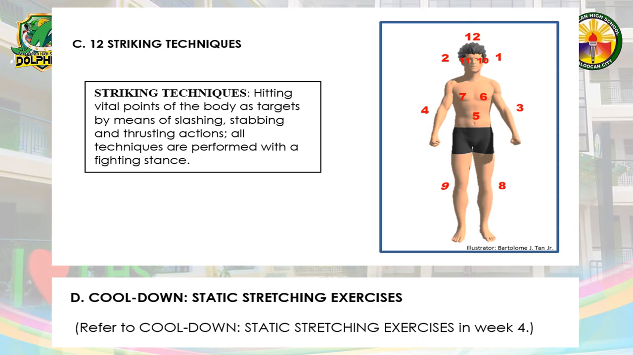Letter C, proper 12 striking techniques. So, pwede kayong mag-drawing sa manila paper para alam nyo kung saan nyo patatamaan. So, pwede rin kayong gumamit ng partner, pero make sure huwag nyong patatamaan ng malakas kasi baka ma-injury yan, okay? So, carefully lang sa paggamit ng mga arnis sticks or ng rolled cartolina. And letter D, cool down or static stretching exercises.